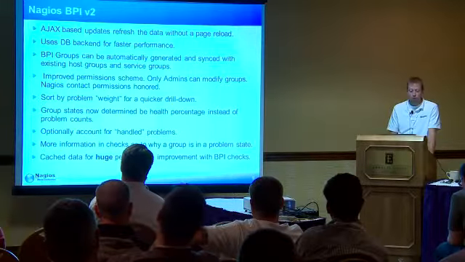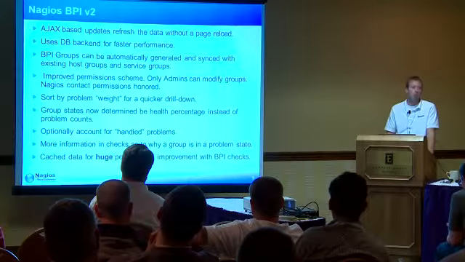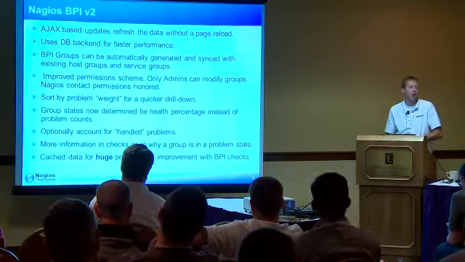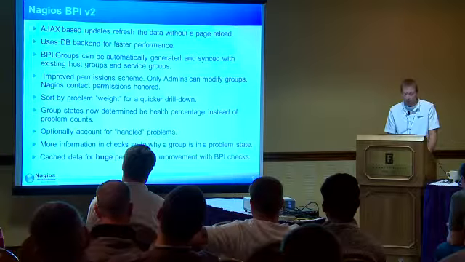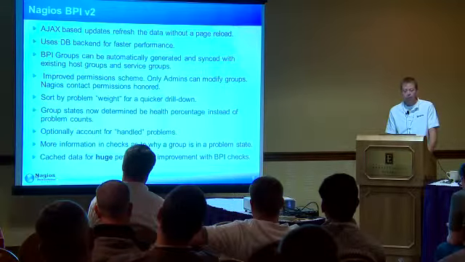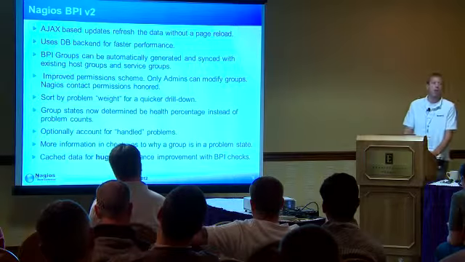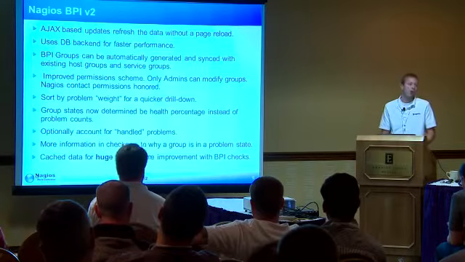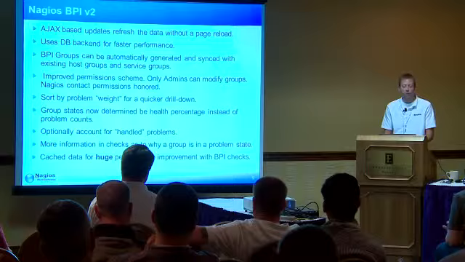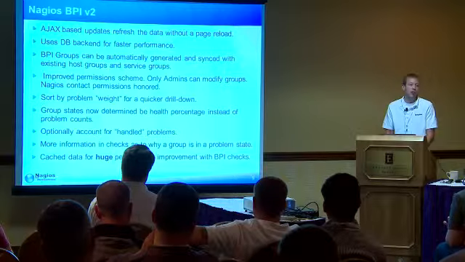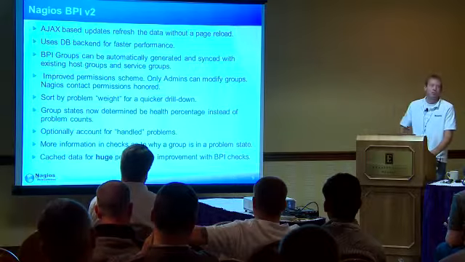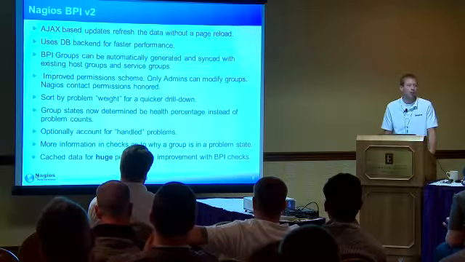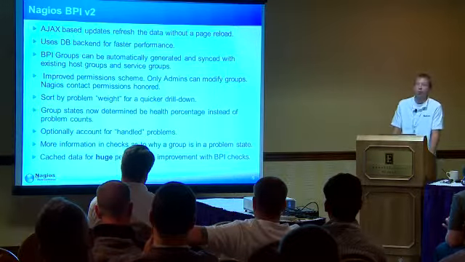And then if you want to have BPI ignore problems that are considered handled, whether or not they're acknowledged or in scheduled downtime, you can optionally add that logic in there as well. And for people who use BPI checks, let's say you monitor maybe several hundred business processes, it uses cached data for the check results. So if anybody used BPI 1.0 and you saw the checks using a lot of CPU, it should be substantially improved with BPI 2.